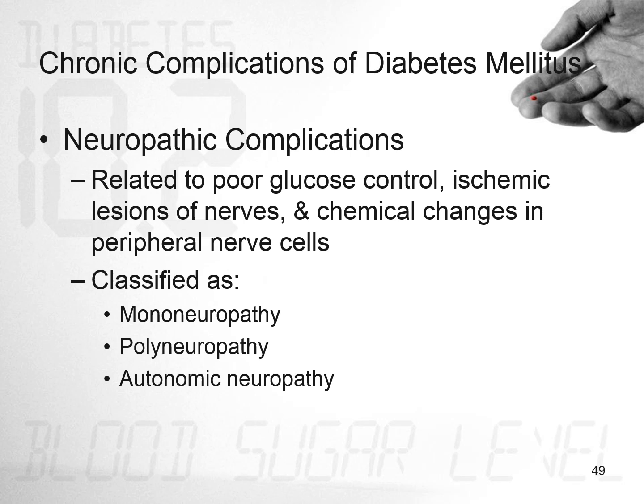So neuropathic complications are related to poor glucose control, ischemic lesions of the nerves, and chemical changes in peripheral nerve cells. They can be classified as mononeuropathy, polyneuropathy, or autonomic neuropathy. About 30% of people with diabetes over the age of 40 have impaired sensation in at least one area of their feet. Patients who've had diabetes for over 25 years have a 50% chance of experiencing neuropathies.